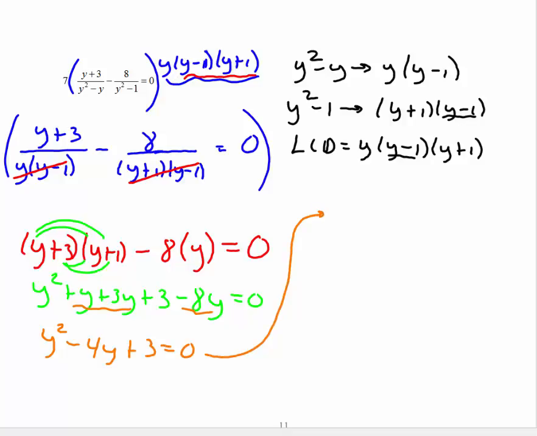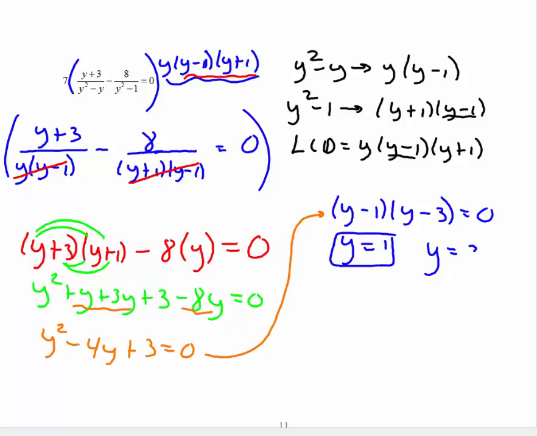So therefore it's quadratic. I'll need to factor. Factors of 3 that add up to negative 4 are negative 1 and negative 3. So it's going to factor into y minus 1 and y minus 3. Setting each factor equal to 0, I get y equaling 1, or y would equal 3.